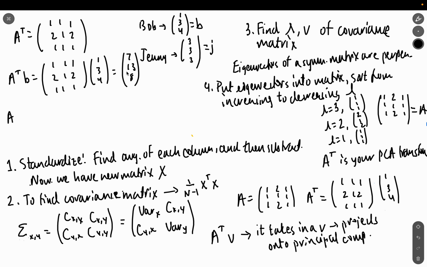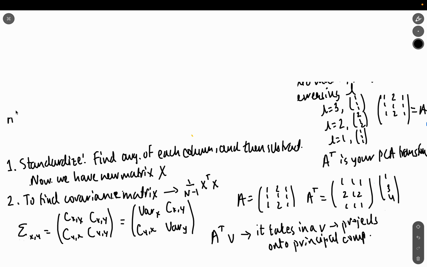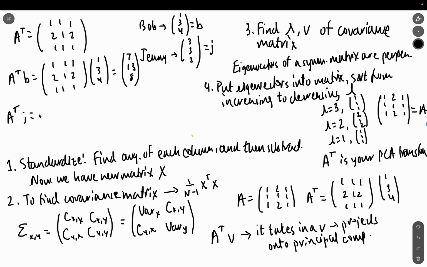These are our new coefficients for representing Bob's vector in the new basis, and our new basis is going to be the eigenvectors of these matrices. So this is also a change of basis matrix, from our old basis, which was the standard basis, to representing the vector in terms of these eigenvectors. Okay, so A transpose, let's do it for Jenny.